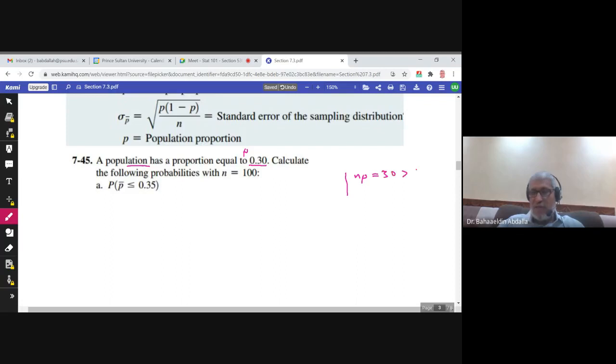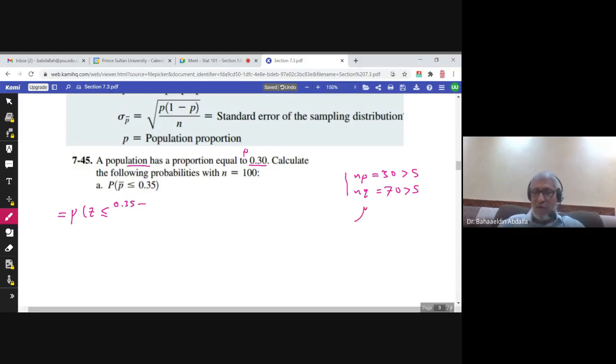So it's greater than 5. And N times Q, where Q is 0.7, would be 70, which is also greater than 5. So always in the questions, if he asks about probability of P bar, these two conditions would be satisfied. So we change it to Z. We say probability of Z less than or equal to 0.35, and we change this value to Z.